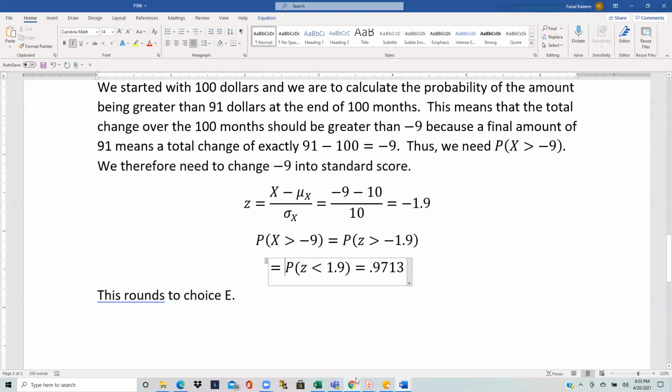And the answers are to 2 decimal places. So this rounds to 0.97, that's choice E.